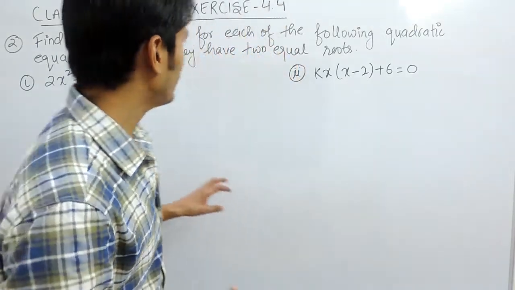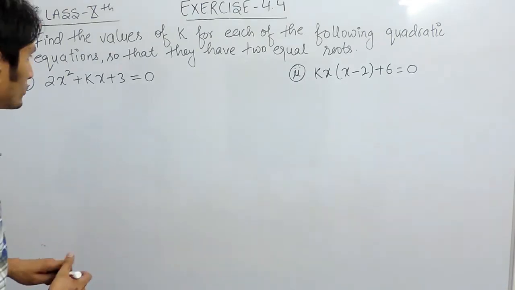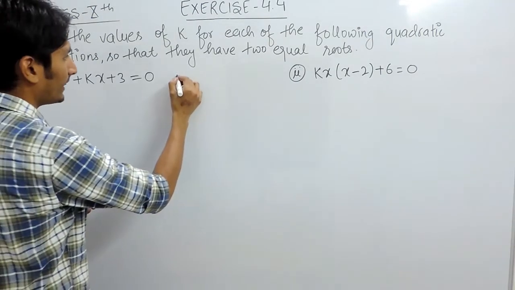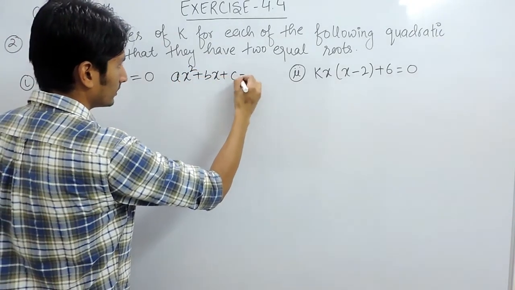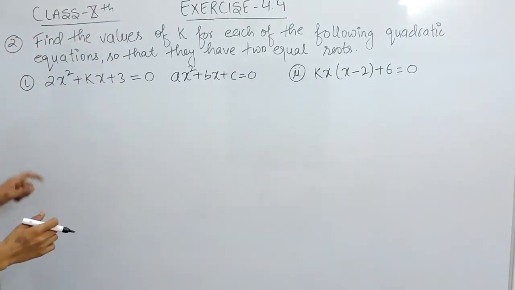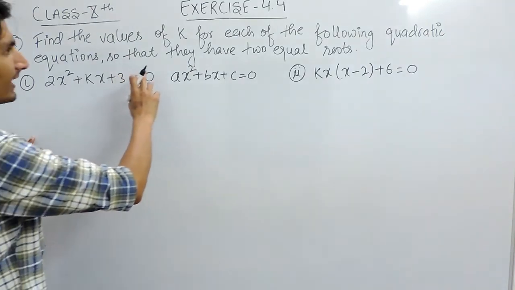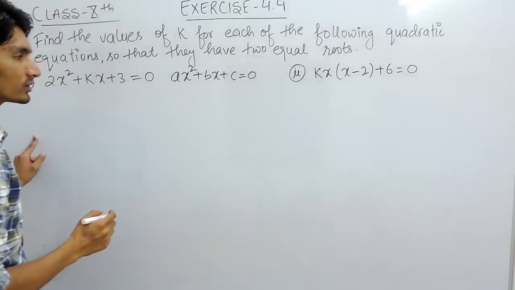Hello everyone, in this video we are going to solve question number 2 of exercise 4.4. In question number 2 you have to find the values of k for each of the following quadratic equations so that they have two equal roots. And we know that any quadratic equation is of this standard form, and it is given that these quadratic equations have two equal roots.